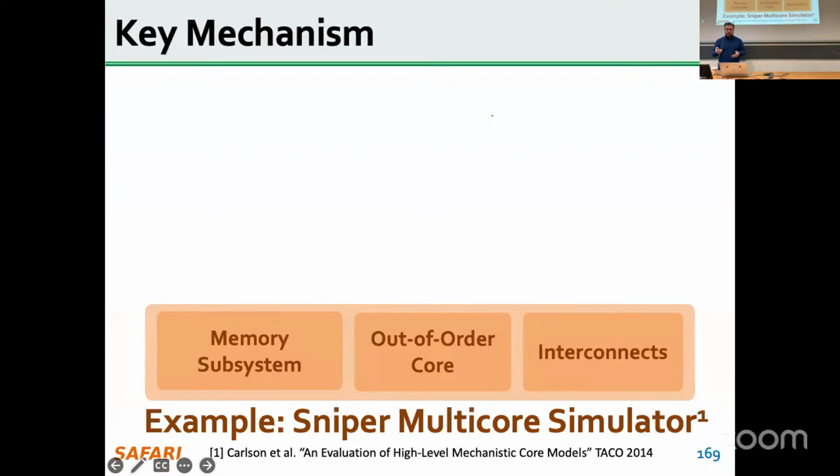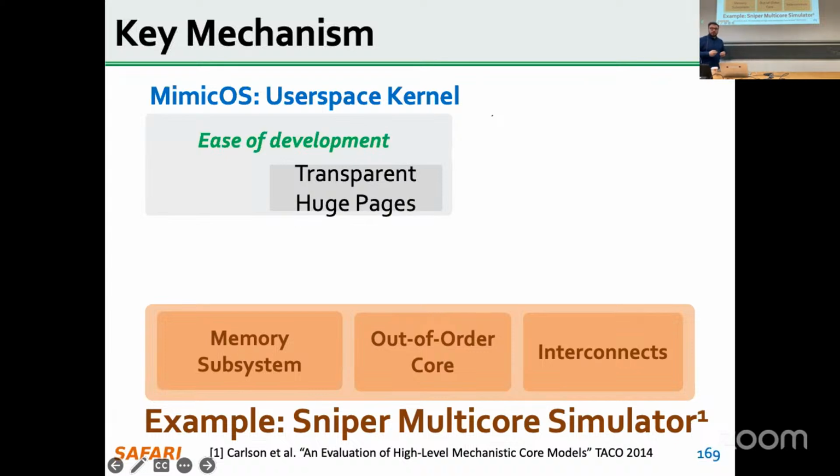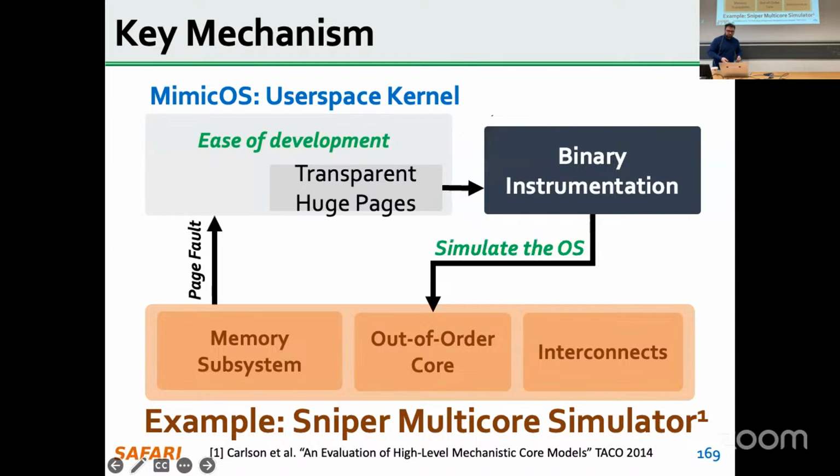For the key mechanism, I'm using a simulator here as an example. It's the Sniper multi-core simulator, which we started building Virtuoso on top of. We have a user space kernel called MimicOS that enables ease of development. We can write our modules in C++ that mimic what the operating system would do to implement transparent huge pages. So when we have a page fault from the multi-core simulator, we dynamically instrument the code of the user space kernel, and we inject the instructions back into the architectural simulator. This allows us to simulate what the operating system would do in case of a page fault.